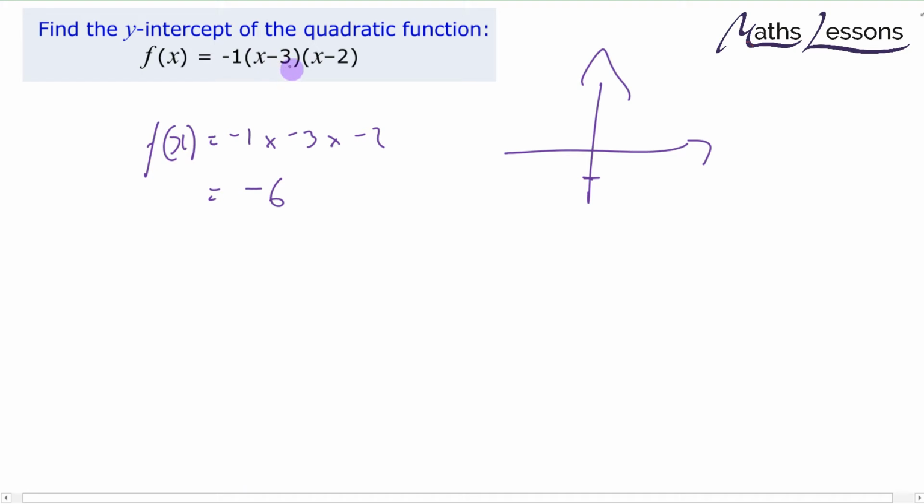With that minus 1 in front, that means we get minus x squared coming out. So we have an n-shaped graph. And we know that it will cross at 3 and 2. So if you actually wanted to finish this off, that point's going to be 2, that point's going to be 3, and this point is going to be minus 6.